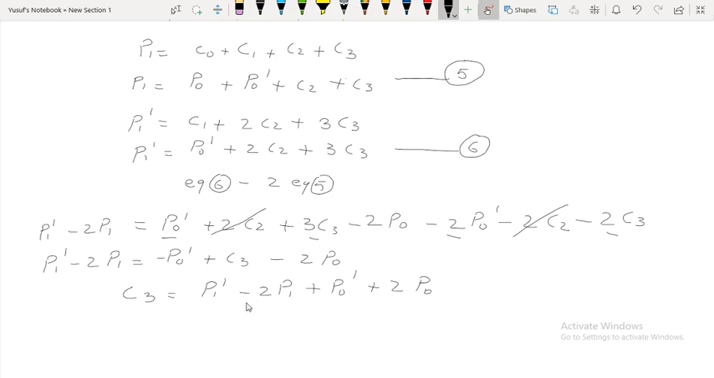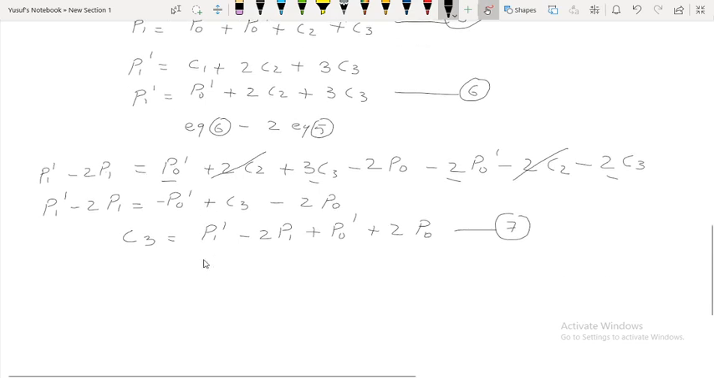P1 dash minus 2P1 plus P0 dash plus 2P0 is the value of C3 coefficient. Suppose equation number 7. I got the C3 coefficient value. Now I have to calculate the C2 value.